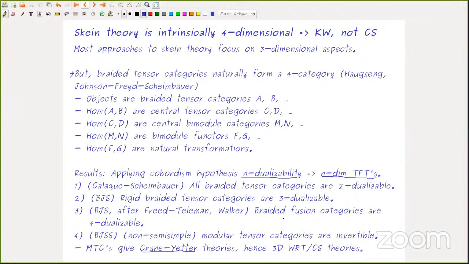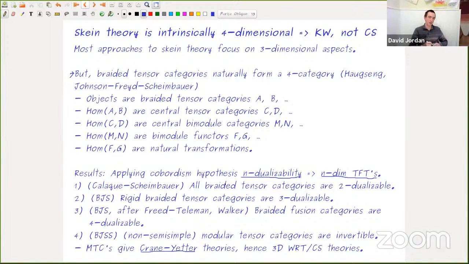At one point, I think you said that modular tensor categories are all invertible, and I found that a little surprising. We did too. You're certainly not saying that the 3-dimensional topological field theory defined by modular tensor categories is invertible. No, that's not what I'm saying. In what sense are modular tensor categories invertible?